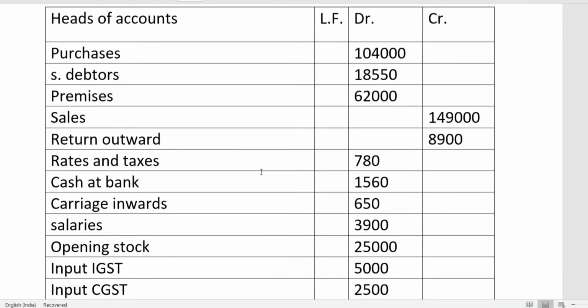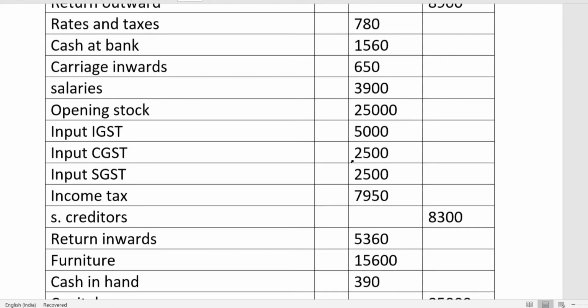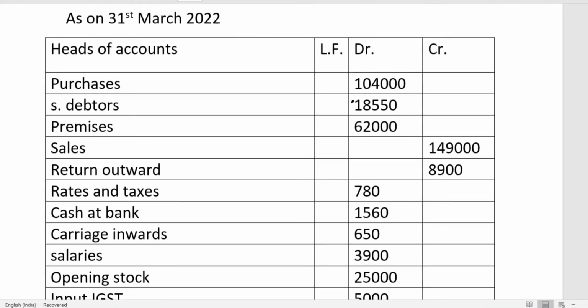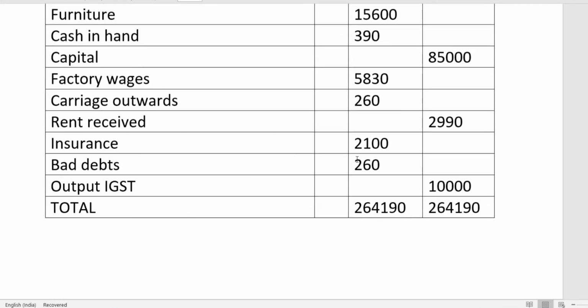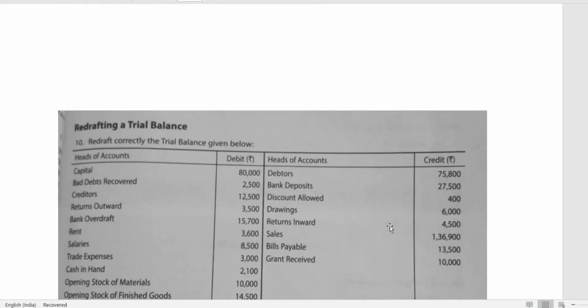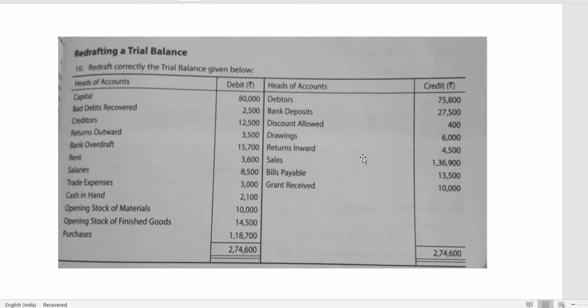So according to that I have placed the items here respectively in the debit and credit columns, and after that I have added all the totals. I got 264190. Next sum, number 10. Read carefully the trial balance given below. Same method. Capital, credit column.